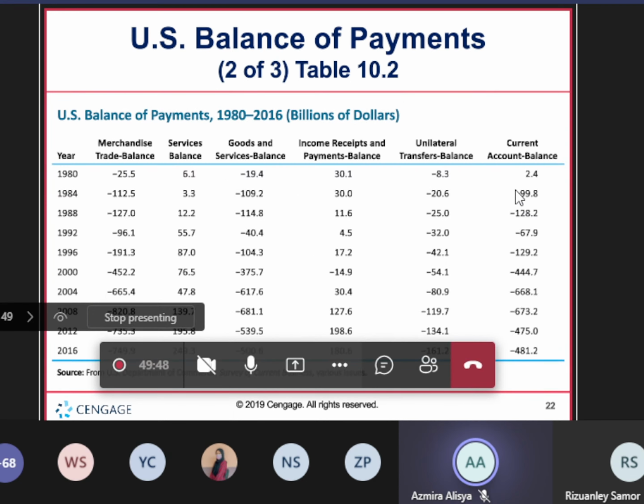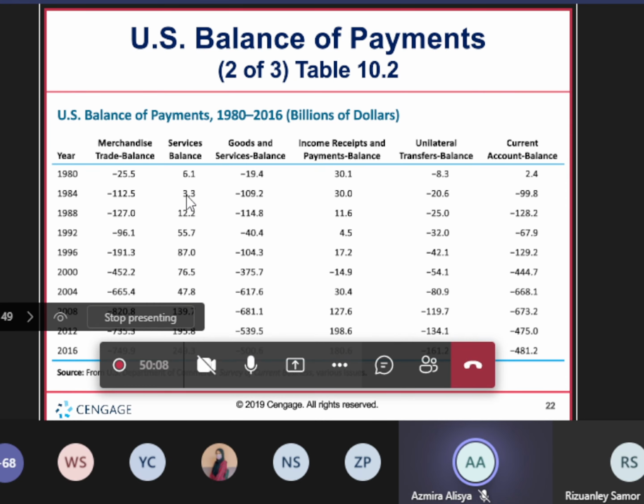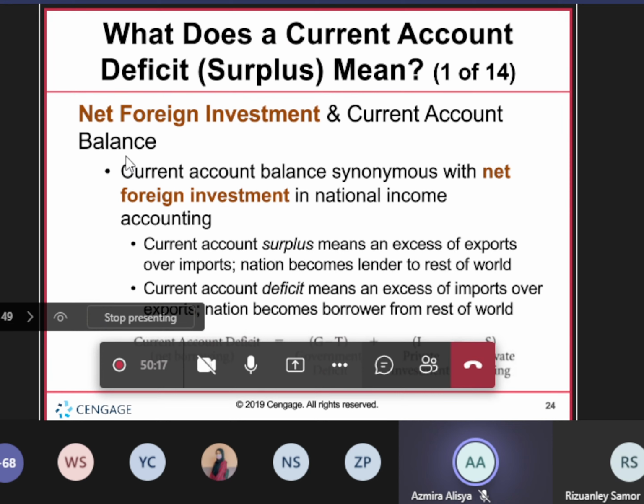Let me go back here. This is the most important: trade of merchandise, trade in goods, and trade in services. So for the current account surplus, the more important one is the trade in goods, merchandise trades. Let's read here. Current account surplus means excess of export over imports. Excess of export of goods and also excess of export of total, which is goods and services.